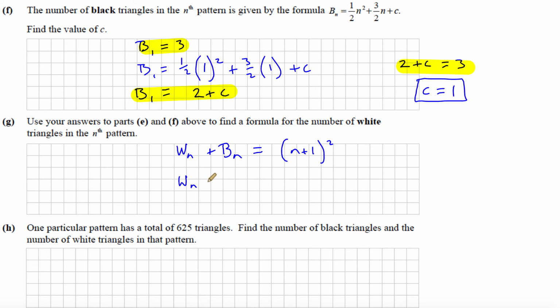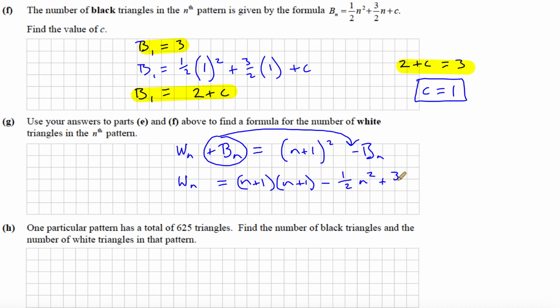If we bring this Bn over first, it becomes a minus Bn, minus the nth term for the black pattern. So Wn will be equal to n plus 1 squared, which is n plus 1 by itself, minus Bn, which we have up here. Bn is a half n squared plus 3 over 2 n plus c, but we now know that c is 1, so plus 1.